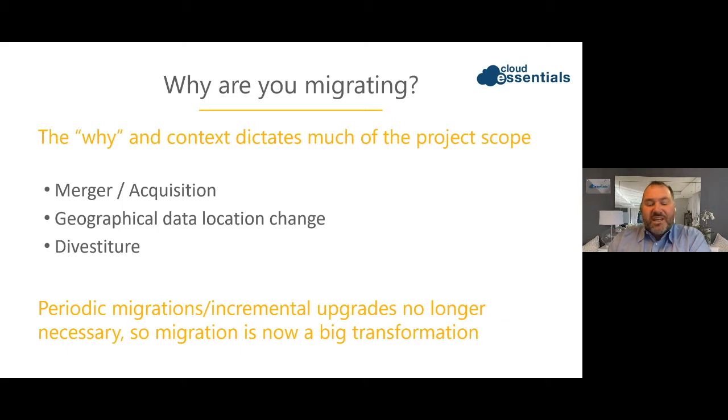Taking on from what you've just discussed, it sounds obvious, but the why dictates so much of the project scope when you start to build out the requirements and set expectations for the challenges you need to overcome, particularly in these tenant migrations.